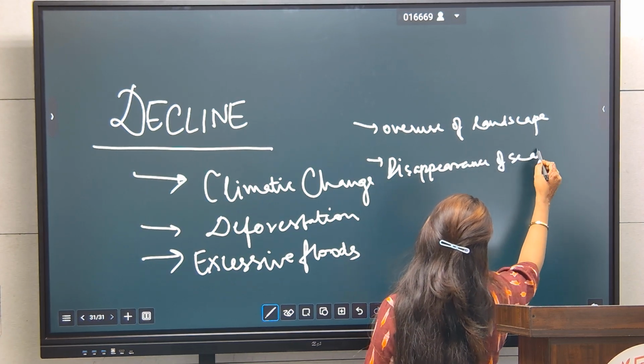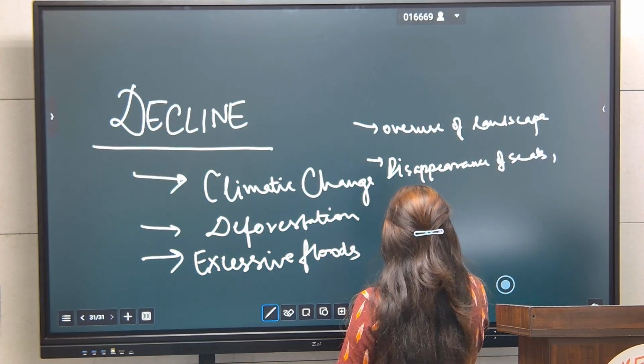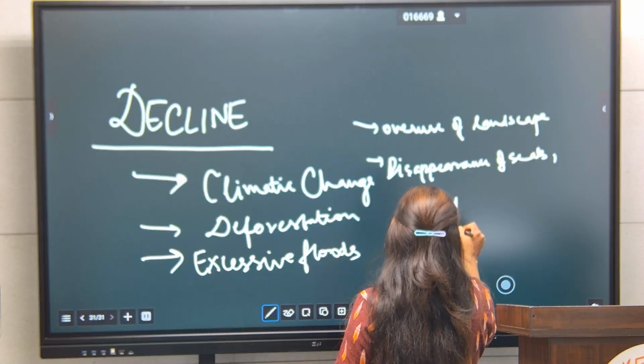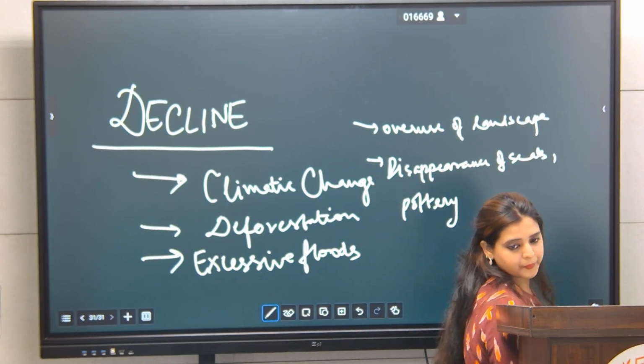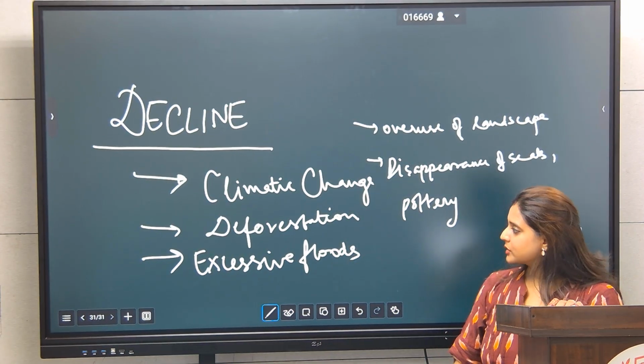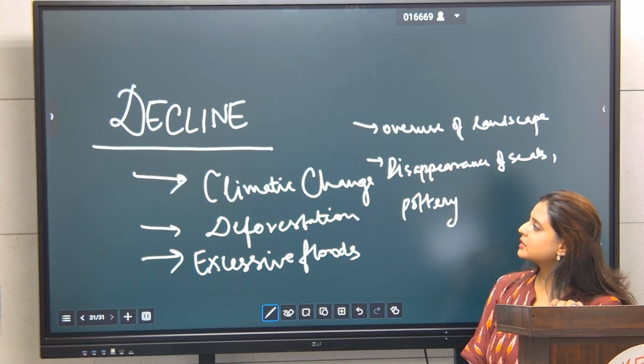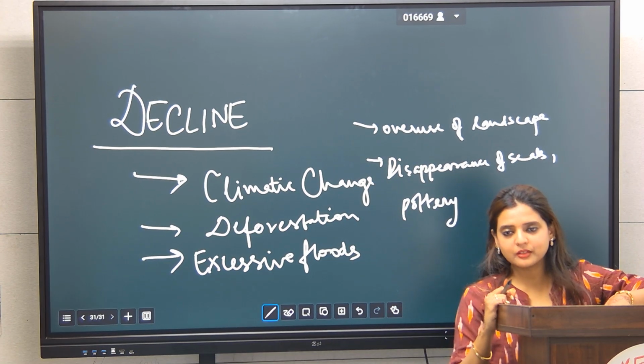Disappearance of seals, pottery. So these might be some factors which led to the decline of Harappan civilization.